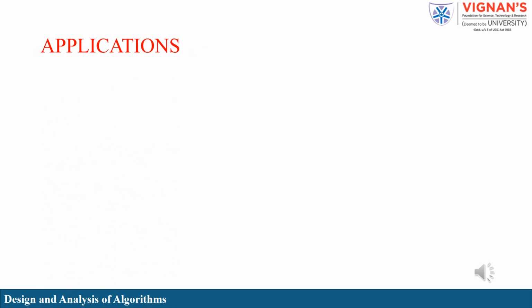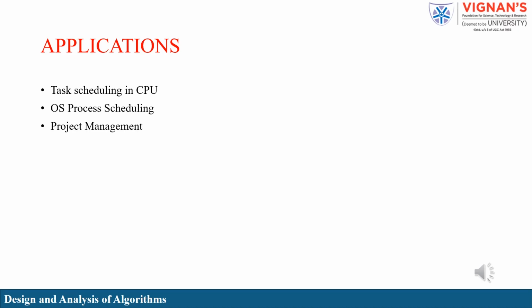Applications, brief script. Job sequencing with deadlines is useful in many real-world areas. It is used for task scheduling in CPUs, operating system process scheduling, and project management. It also helps in task prioritization and effective resource allocation, ensuring maximum output with limited time slots.